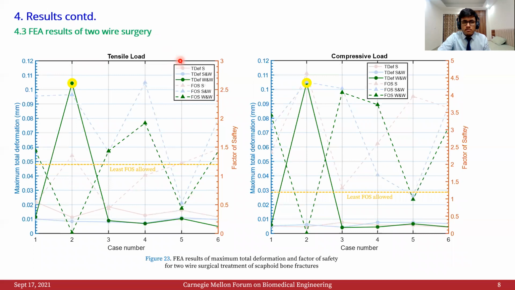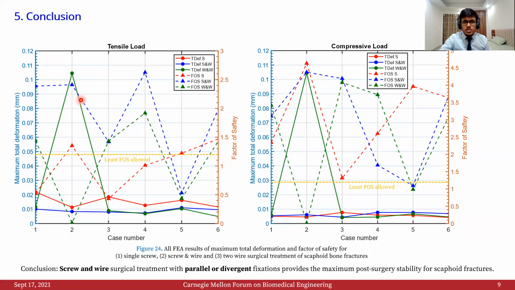Finally, for the 2-wire surgery, we found that it is an outlier and should never be used, as you can see that it gives a very high deformation and a very low factor of safety in one particular case. That is the case in which the implants are accidentally inserted in the parallel configuration. So this configuration creates a scenario in which there are no restrictions on the 2 parts of the bone and the bone flows freely.